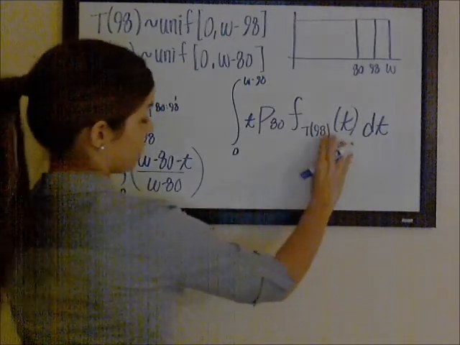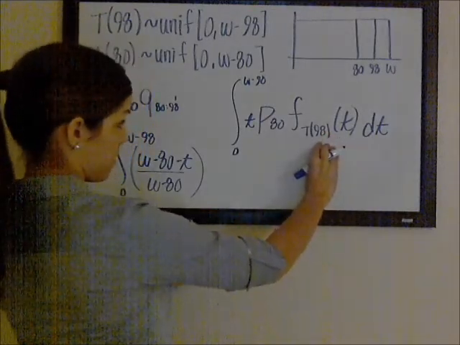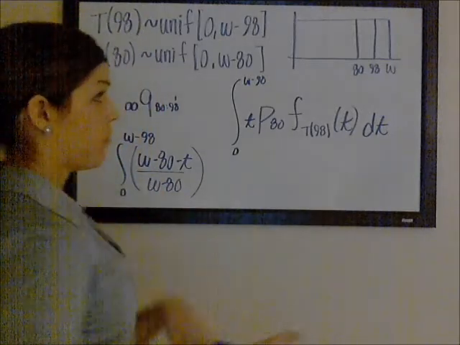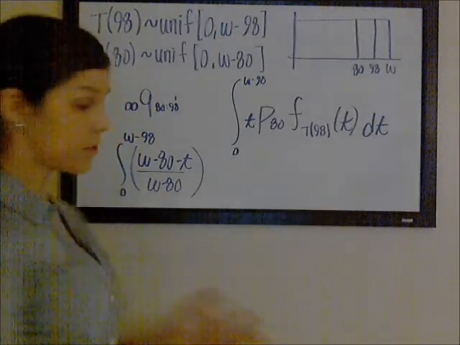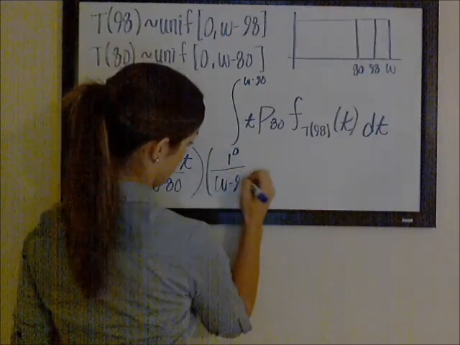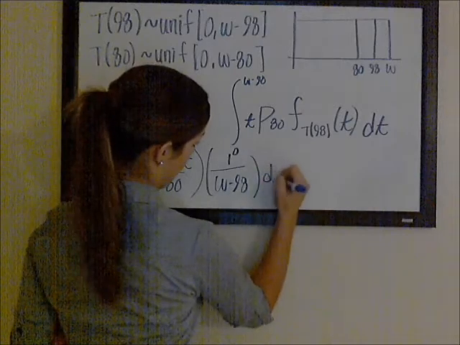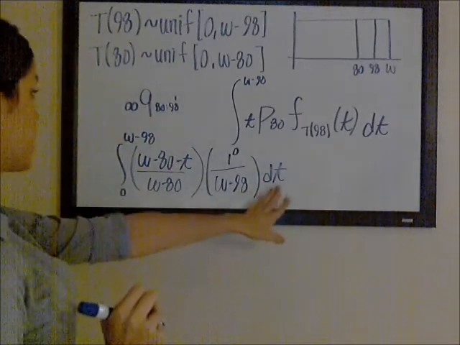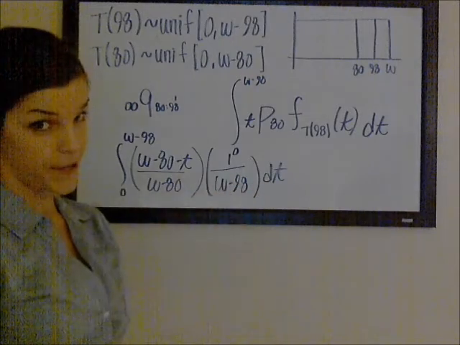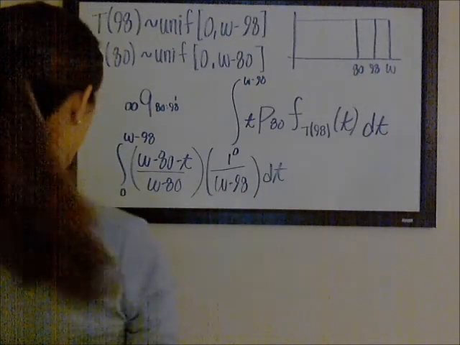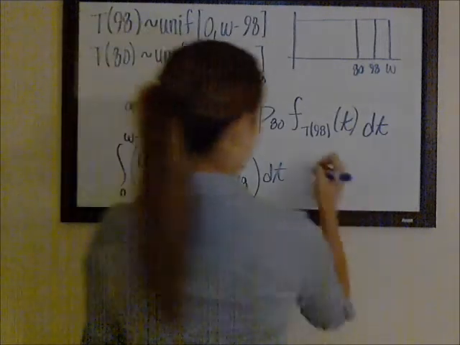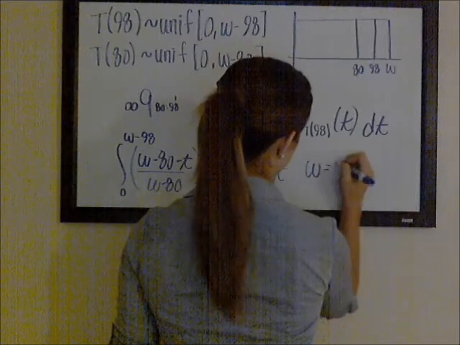And then the probability density function for the 98-year-old. Again, because it follows a uniform distribution, it's going to be 1 over the length of the interval, which is omega minus 98. And you're integrating that with respect to t. I won't go through the whole integration, I'm sure you're comfortable doing that. But when you solve for omega, you should get 110.